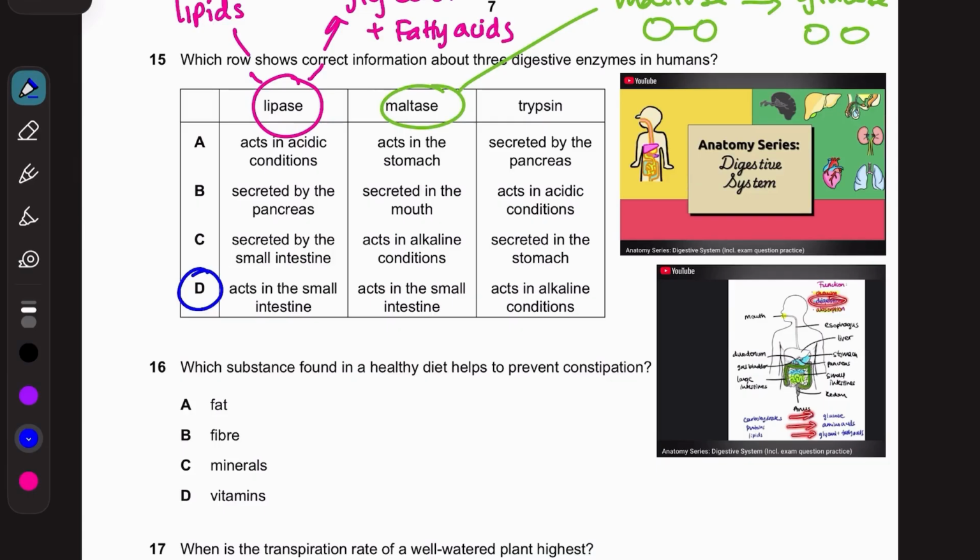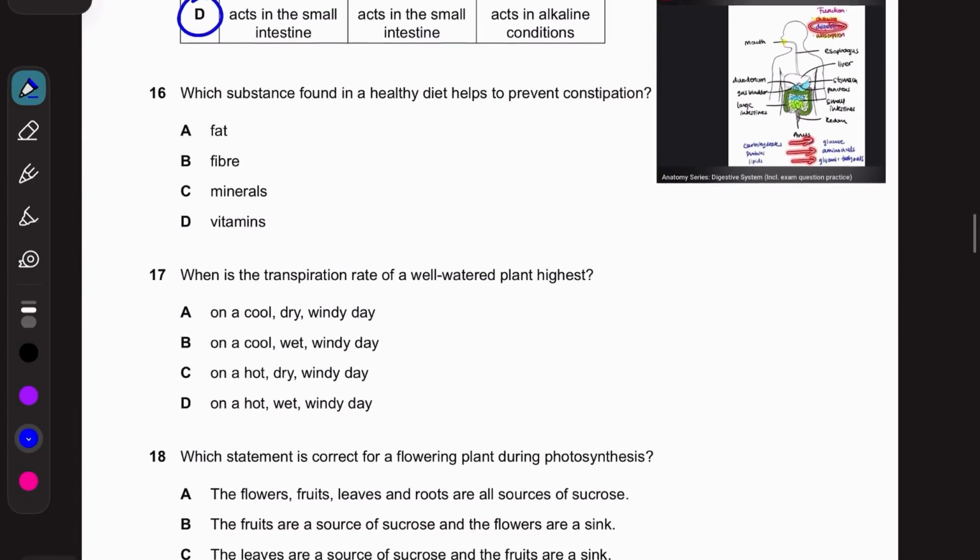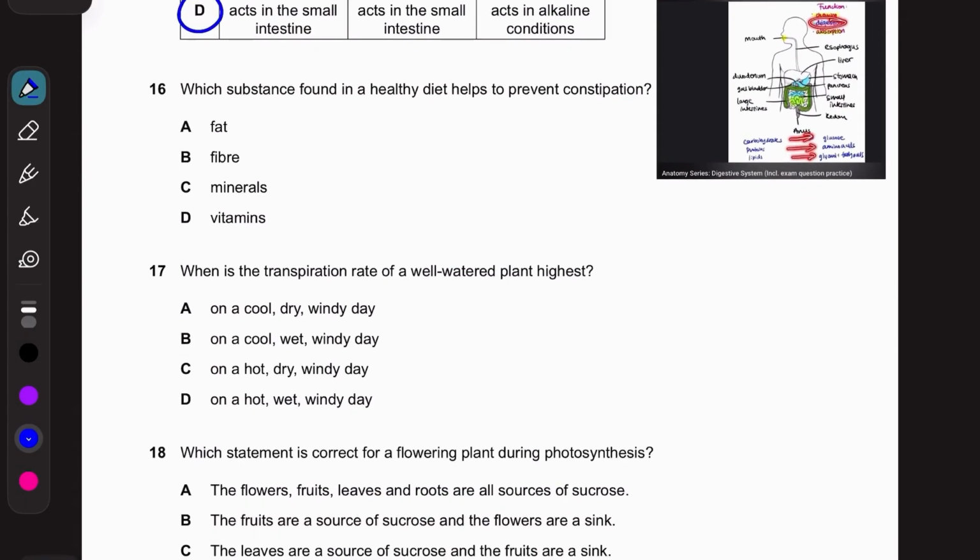So that's number 15. And number 16 says, which substance found in a healthy diet helps to prevent constipation? I hope everyone knows what constipation is. It's when you have difficulty, for lack of a better word, pooping, okay? So how can you make yourself poo better, basically? I don't know if a doctor has told you this, but usually if you're constipated, they tell you to increase 2 things. Number 1 is fluids: drink more water, because if your poop is dry, it's hard to push it out. And then the second thing is to have more fiber.